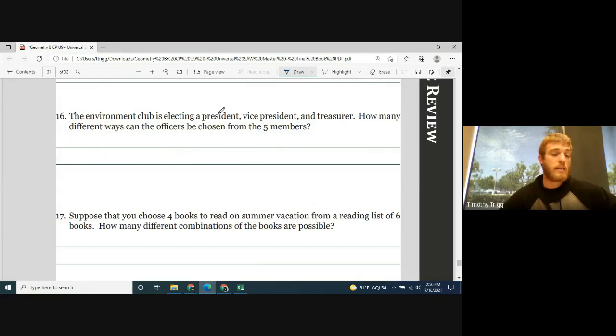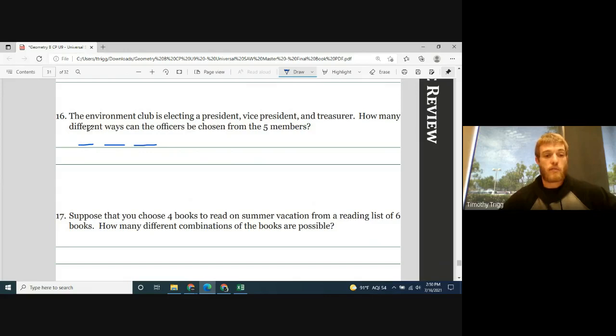Well, I would say these positions are different, right? Being chosen as president is different than being chosen as vice president. And these are both different than being chosen as treasurer. So in this case, I've got 3 spots to fill that are all different. And I've got 5 members.